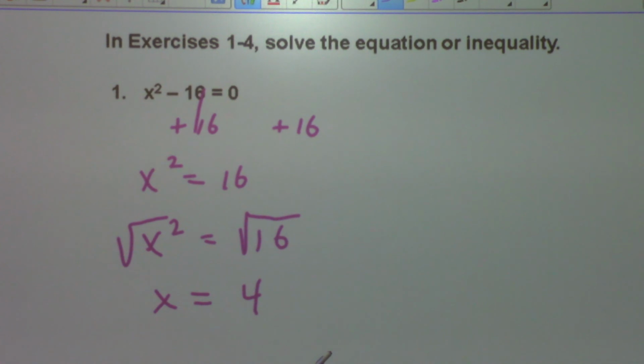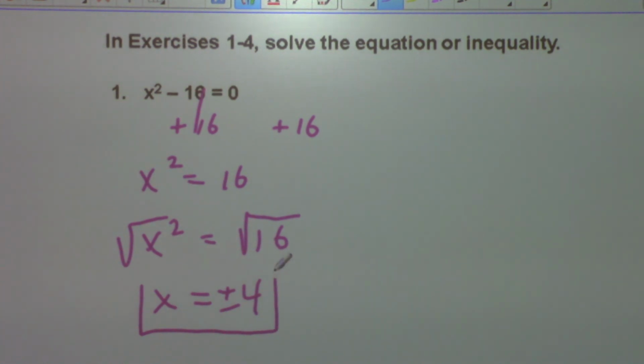Is it x equals 4 and x equals negative 4? Okay, there it is. Thank you, Will. X equals 4 and negative 4, plus or minus. So somebody remembered it. Good job, Will.